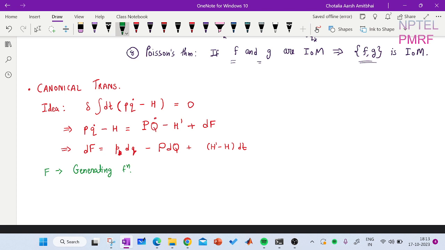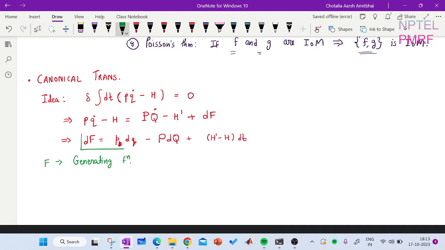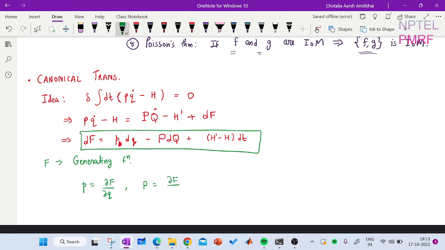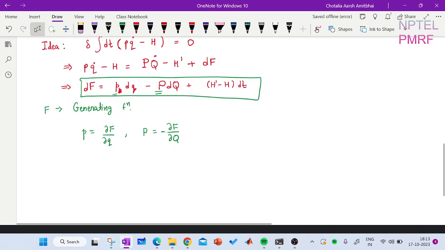Okay, and from this one we can derive P and Q in terms of the older ones. So small p would be the derivative of F with respect to q, and capital P would be the derivative of F with respect to capital Q with a negative sign, right? Just these coefficients. Okay, so this was our first kind.